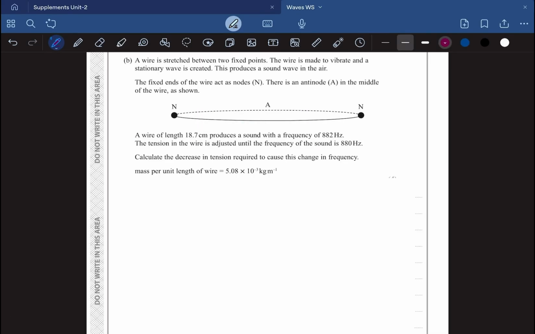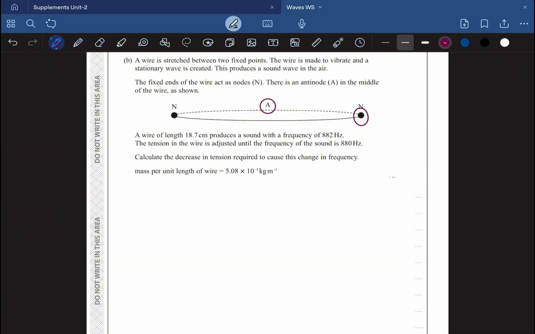Alright guys, so now let's have a look at a more advanced question of stationary waves. We have seen one previously, right? Now let's look at this. It says a wire is stretched between two fixed points. The wire is made to vibrate and a stationary wave is created. This produces sound wave in the air. The fixed ends of the wire act as nodes, and there is an antinode in the middle of the wire where the amplitude is maximum, and here the amplitude is 0.